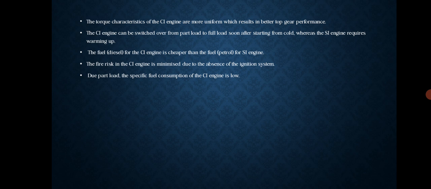The fuel for the CA engine is cheaper than that of the SA engine. The fire risk in the CA engine is minimized due to the absence of an ignition system. At part load, the specific fuel consumption of the CA engine is low.